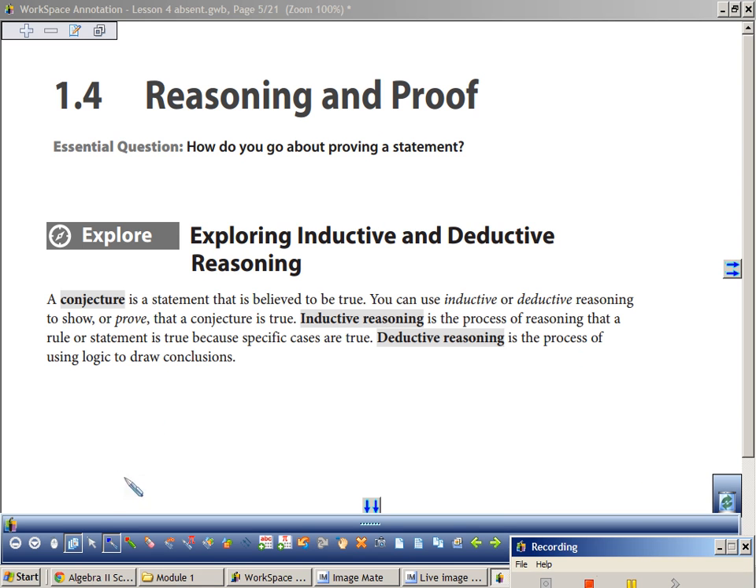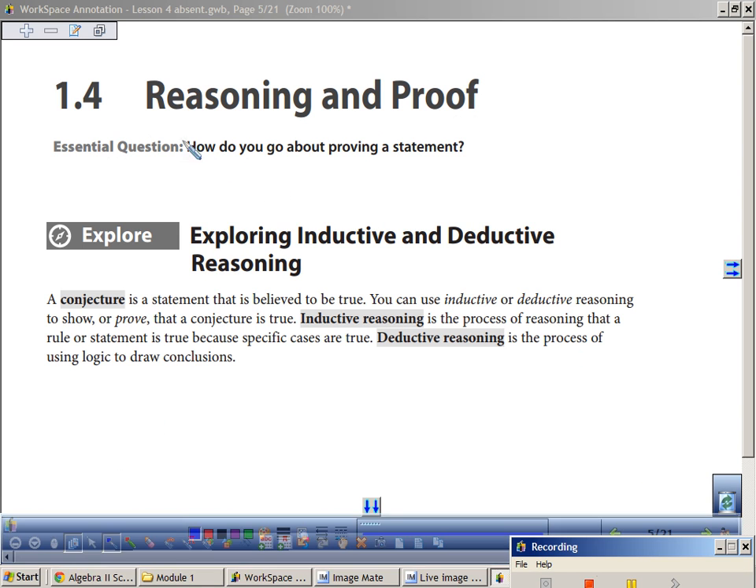So today we're going to start looking at reasoning and proof. Our essential question for this section is, how do you go about proving a statement? Well, you've already been proving statements for quite some time. You just didn't know it. We haven't been doing it formally. So we're going to investigate that today.